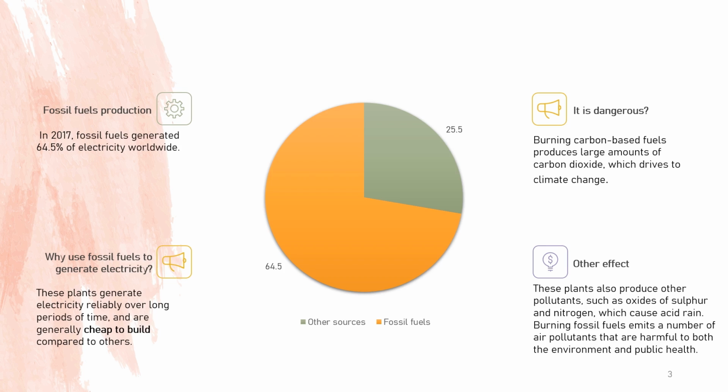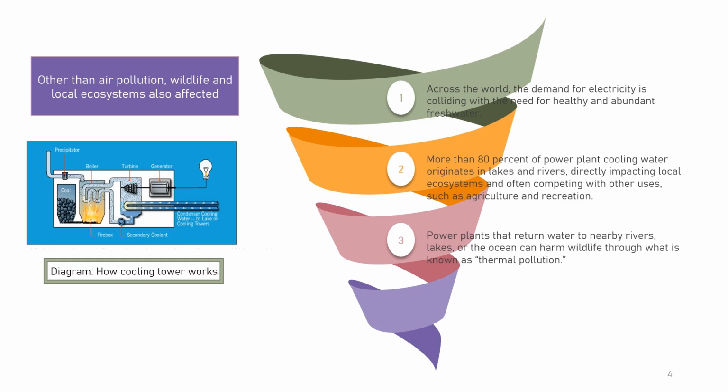And what is the other effect? These power plants also produce other pollutants such as oxides of sulfur and nitrogen, which cause acid rain, which is very harmful. Burning fossil fuels also emits a number of air pollutants that are harmful to both the environment and public health. And other than that, wildlife and local ecosystems are also affected.